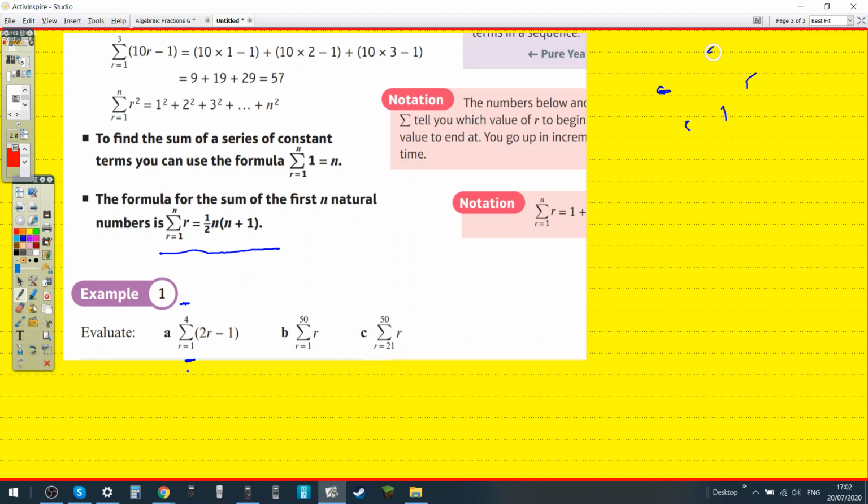I'm confused what you do with the 2r minus 1 bit. To find the sum of a series of a constant. No, that's just for these. It would be, we could use the sum of a sequence formula.